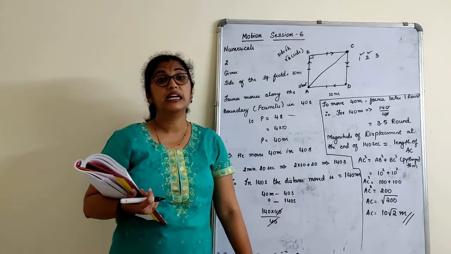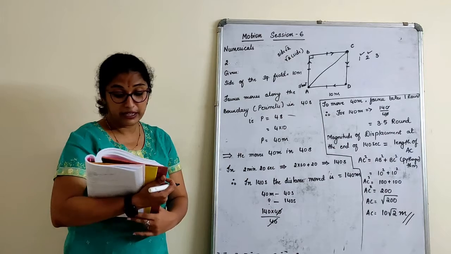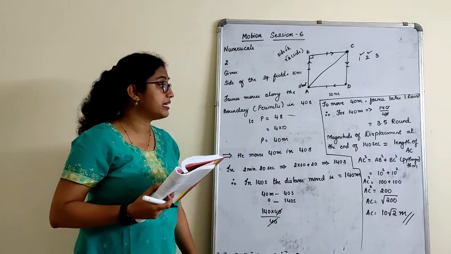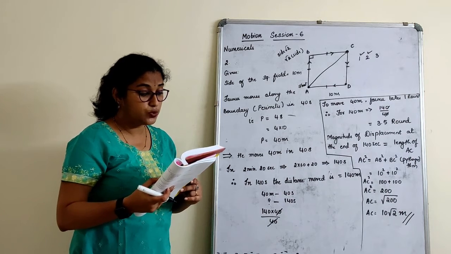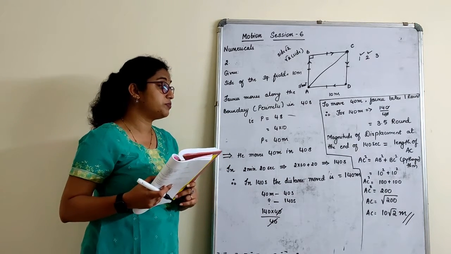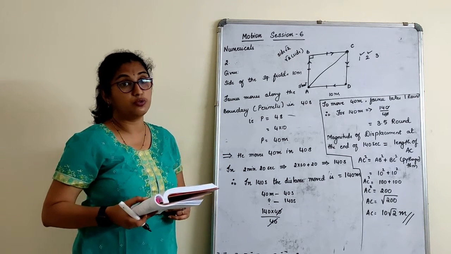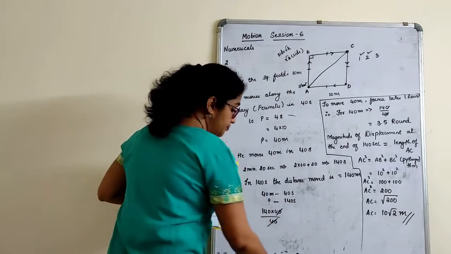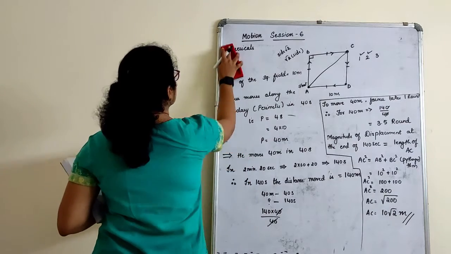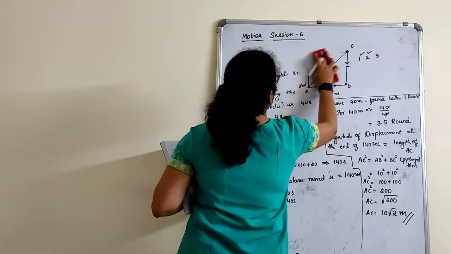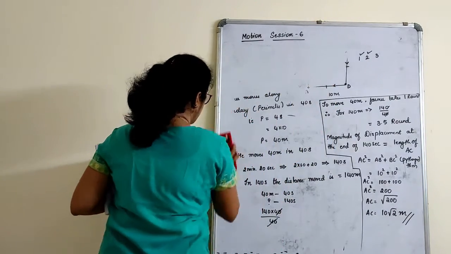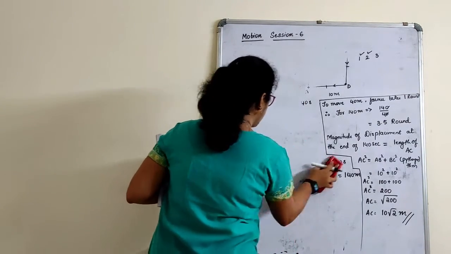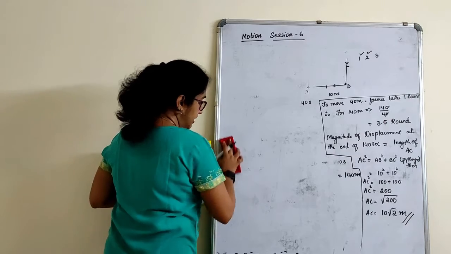So the answer is 10 root 2 meter. Give the conclusion: therefore the magnitude of displacement at the end of 2 minutes 20 seconds from the initial position is 10 root 2 meter. So we'll go with the next one now. A similar type of sum is also there in the exercise. When we solve, you will get an idea.